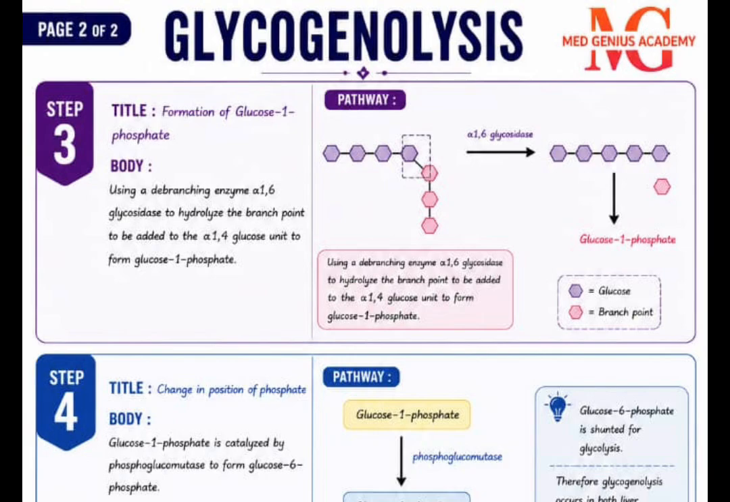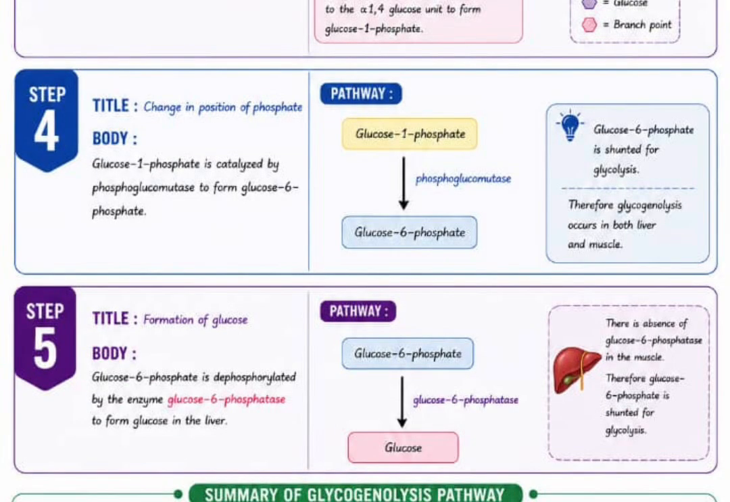So when I now form glucose-1-phosphate, what will I do? I will now rearrange. If you watch my video on glycogenesis, from glucose-6-phosphate I rearrange to form glucose-1-phosphate. But now I'm going back. From glucose-1-phosphate I rearrange to form glucose-6-phosphate. So I remove the phosphate from 1 and put it in 6. Anytime I'm rearranging, the enzyme is what we call phosphoglucomutase. Mutase is the key enzyme that helps us to reorganize it.